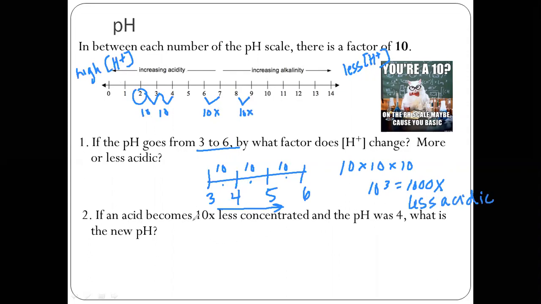Okay, number 2, it becomes 10 times less concentrated. So we start at 4, it gets less concentrated, meaning less acidic, so it has to go this way. It only changes by a factor of 10, which has 1 zero, so that means 1 spot. So the new pH is 5.